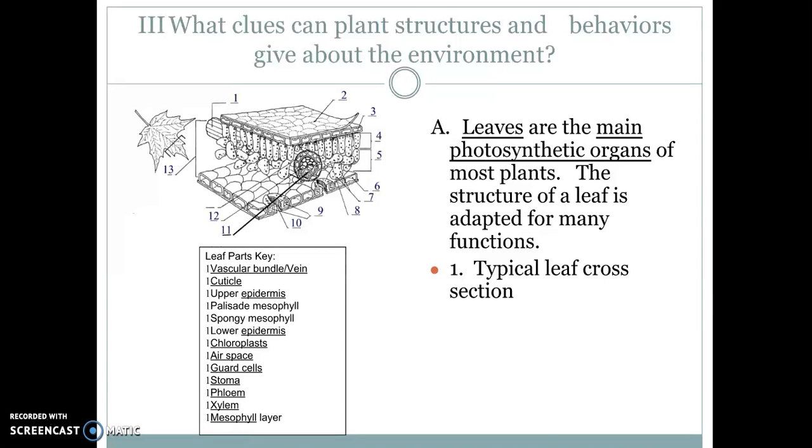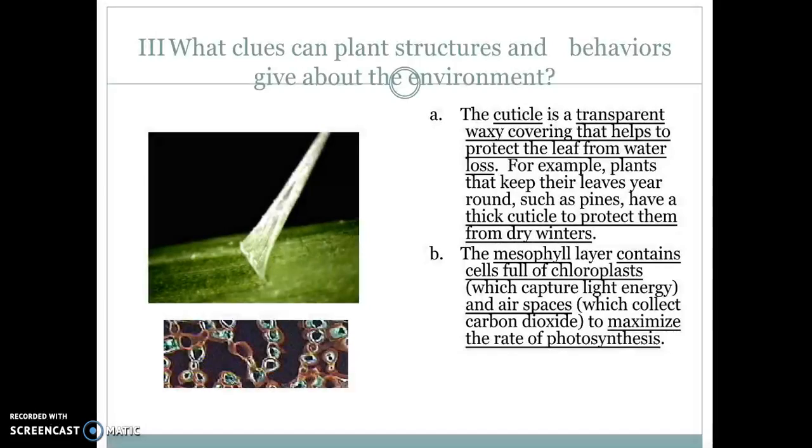The leaves are the main photosynthetic organs of a plant. The structure of the leaf is adapted for many different functions. If we look at the cross section of the leaf, you can see all of the different parts. The cuticle of a plant is the transparent waxy covering that helps protect the leaf from water loss. Through osmosis, the cuticle holds all of that water in so that our water is not constantly evaporating or moving out into a saltier environment. This helps to prevent plants such as pines from losing their water during very dry winters, which is why they are called evergreens.